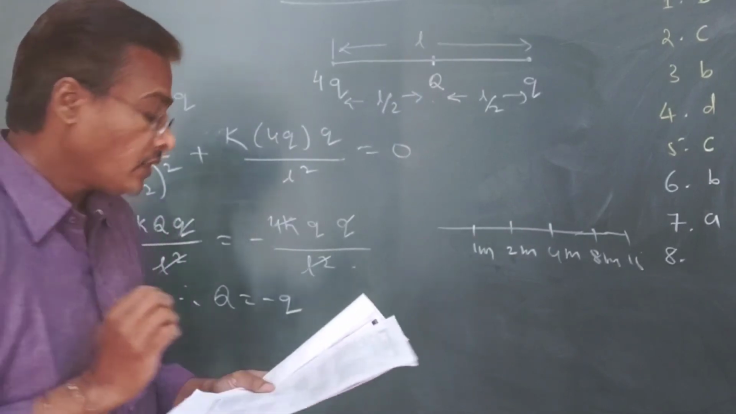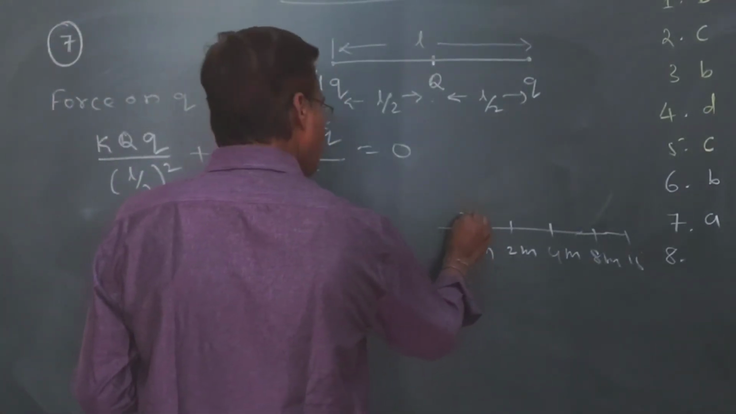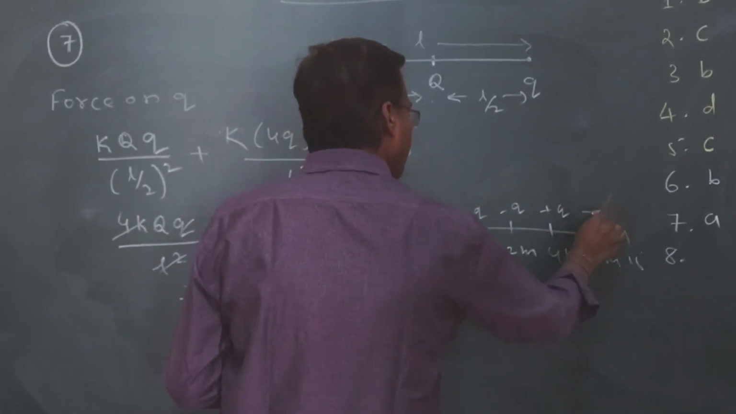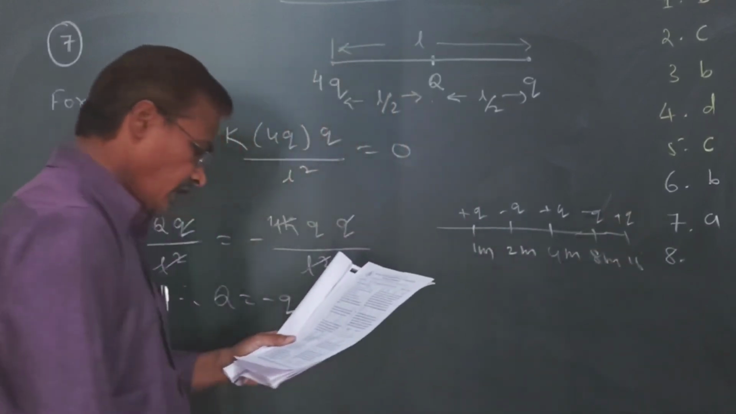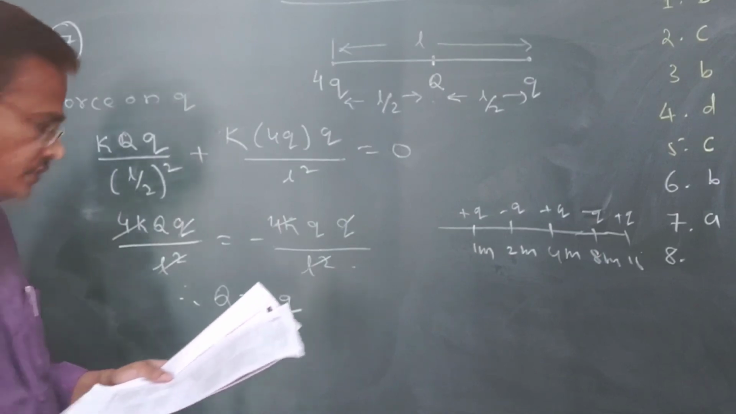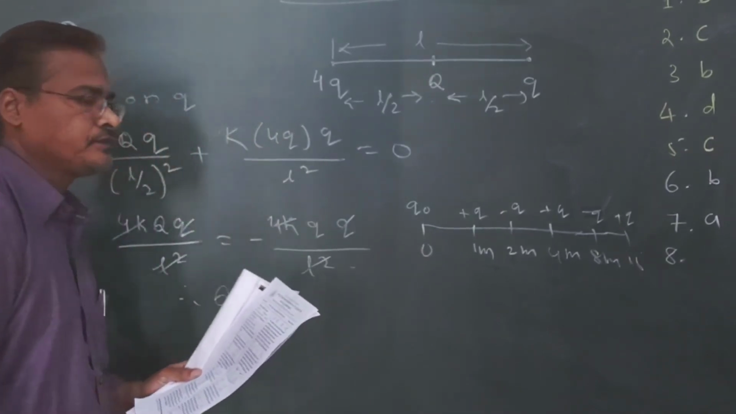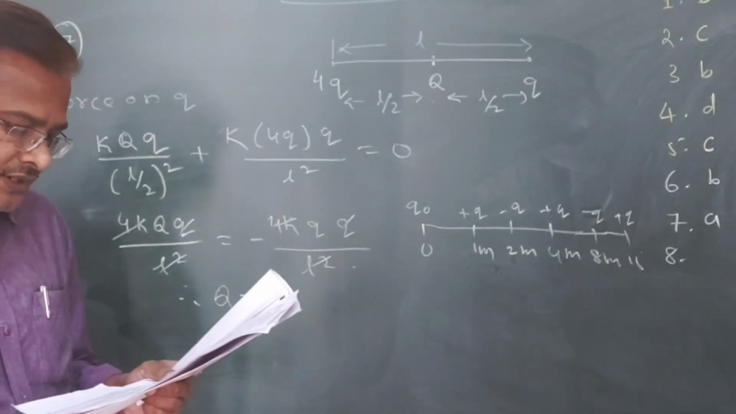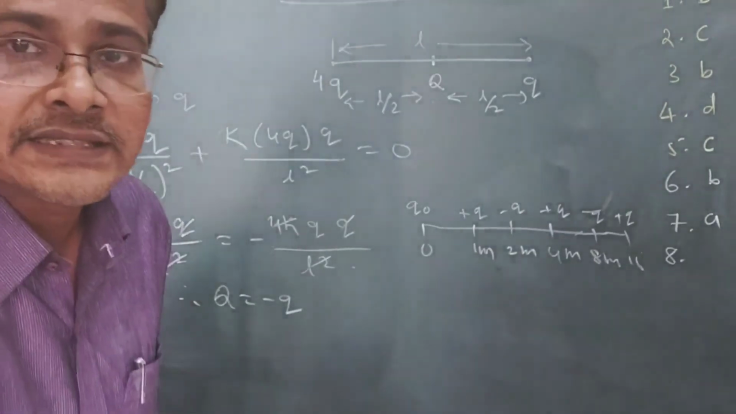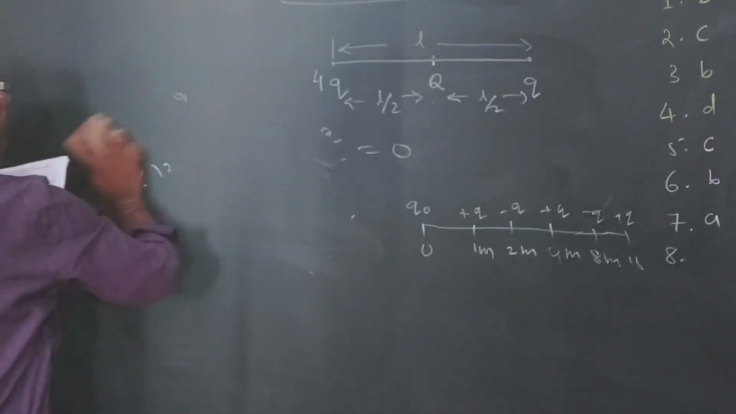Consecutive charges are of opposite sign, starting with plus q at x equal to 1 meter. So starting with opposite sign means this is plus q, this is minus q, plus q, minus q, like that. A point charge q naught is kept at the origin and experiences a force of magnitude. What will be the force exerted on that q naught, that we are going to calculate. That is question number 8.